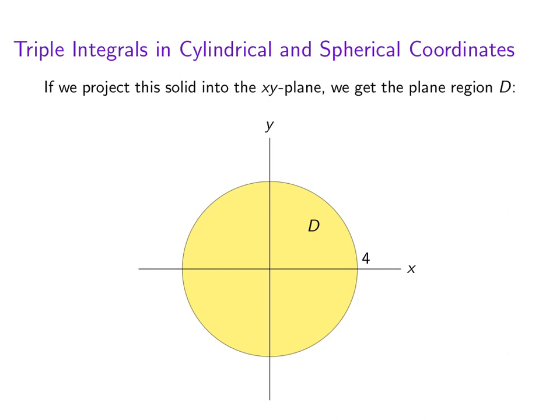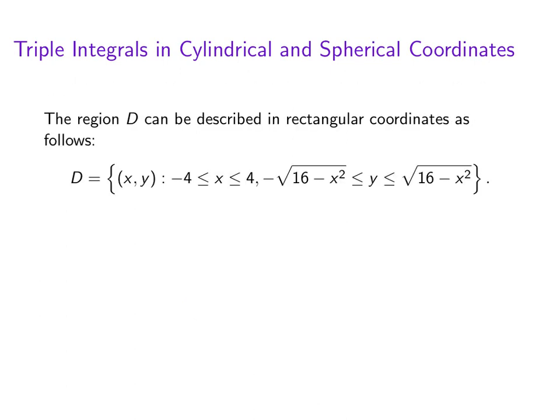Now if we take this solid and project it into the xy plane, then we get this region. It's a disk of radius 4 centered at the origin. Now if we describe this disk in rectangular coordinates, we get an expression like this. This disk can be described as the set of all points x, y, where x lies between negative 4 and 4, y lies between negative square root of 16 minus x squared and positive square root of 16 minus x squared.